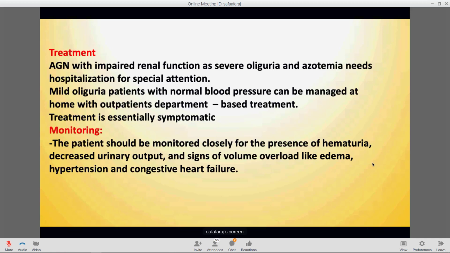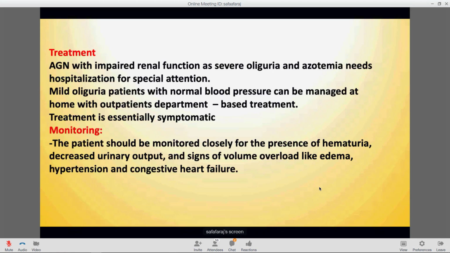What about the treatment of glomerulonephritis? Glomerulonephritis with impaired renal function, such as severe oliguria and decreased urine output, needs hospitalization for special attention. That means not all patients with glomerulonephritis need admission. A patient with mild oliguria and normal blood pressure can be managed at home with outpatient department-based treatment.